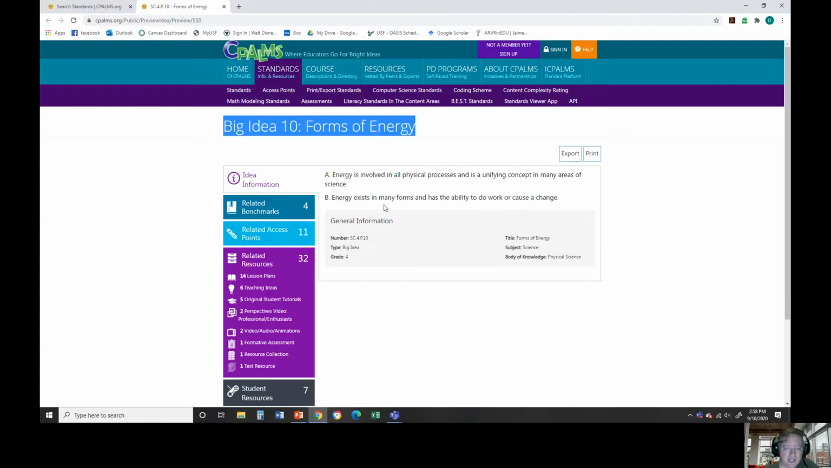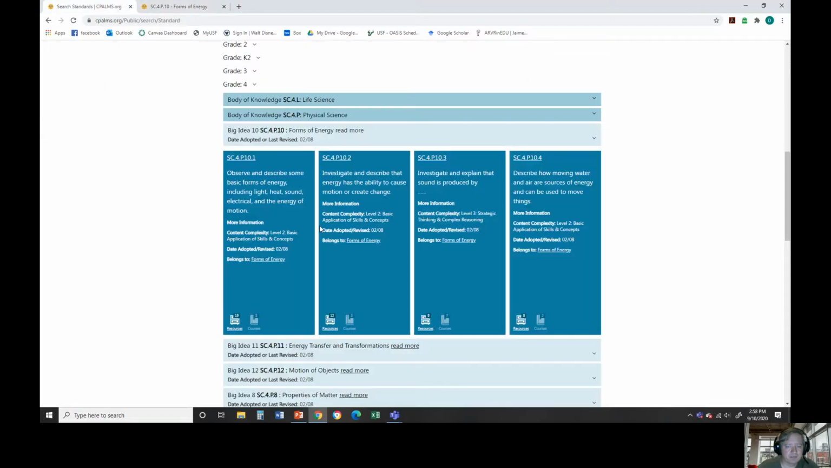This is relating back to Big Idea 10, forms of energy, because these big ideas go across different grade levels. We know energy is involved in all physical processes, and it's a unifying concept in many areas of science. What we're looking at here are specific aspects of forms of energy: observe and describe some basic forms of energy, including light, heat, sound, electrical, and the energy of motion.